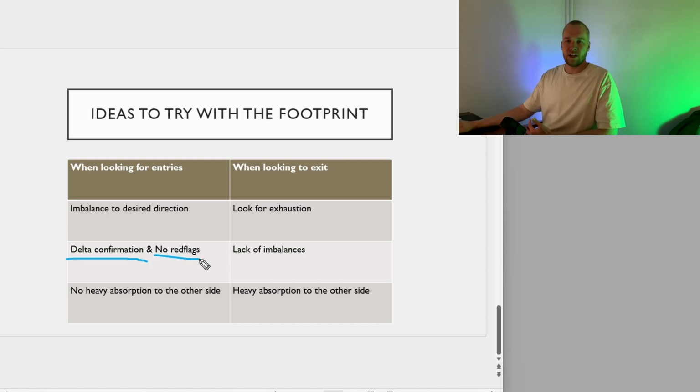And then we obviously have the no red flags. Very important. No heavy absorption. Price isn't stopping. It needs to keep going, obviously.